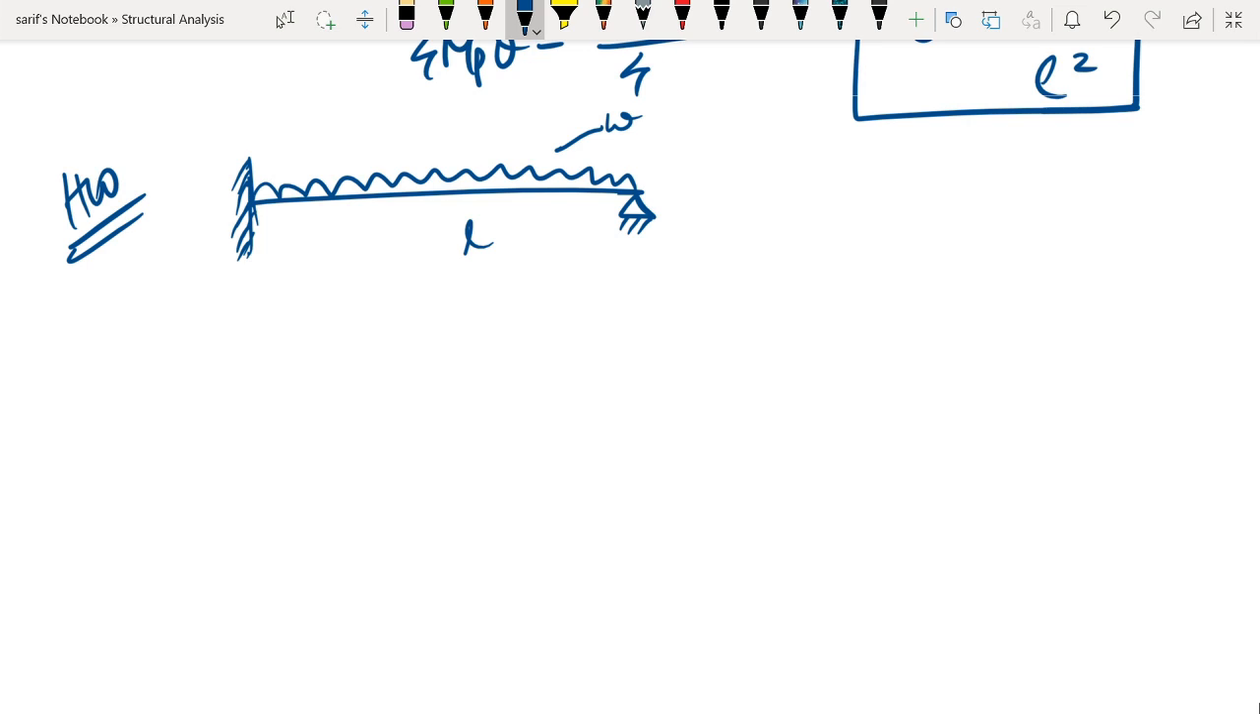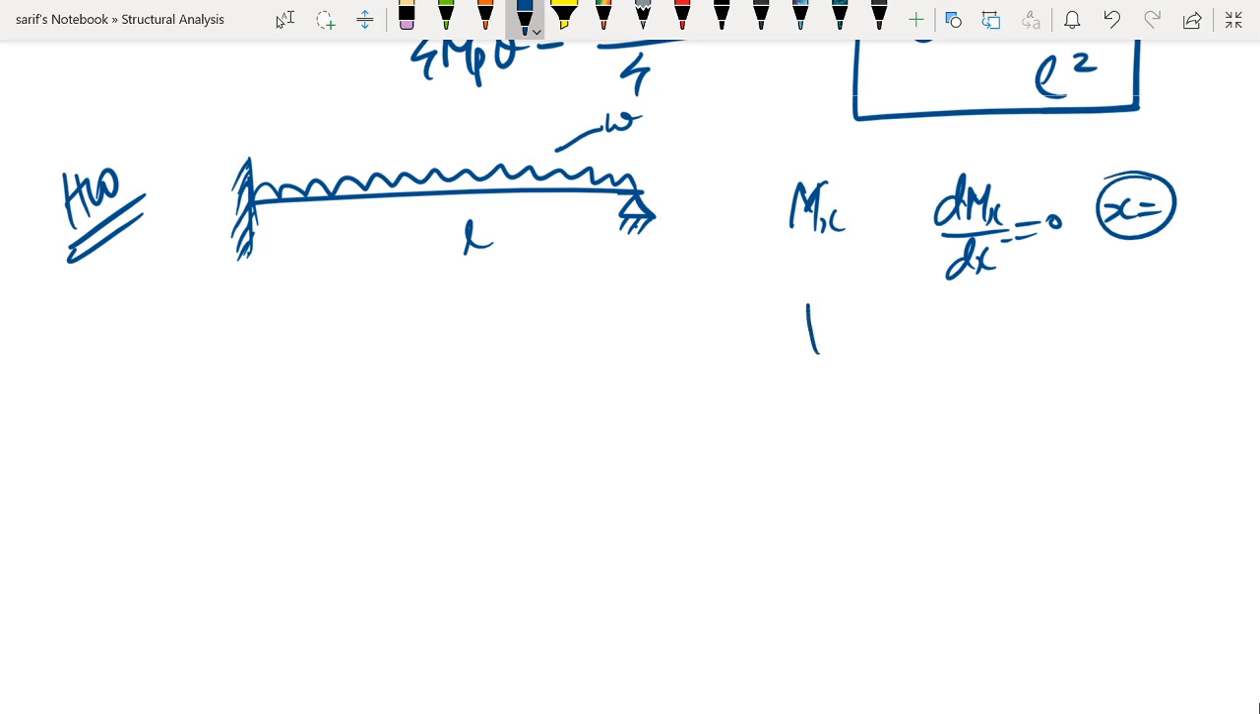Now once the reaction at the prop is found out, the propped cantilever becomes statically determinate. Then you can write the expression for the moment, or the expression for the shear can be found out. Once the expression for the moment is found, to find where the bending moment is maximum, if you are writing the expression for Mx, you put dMx by dx equal to 0 and you can find the x.